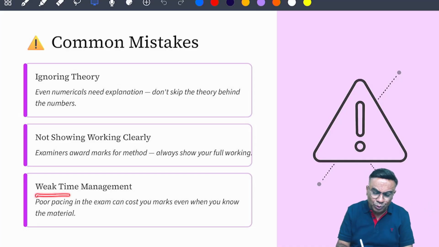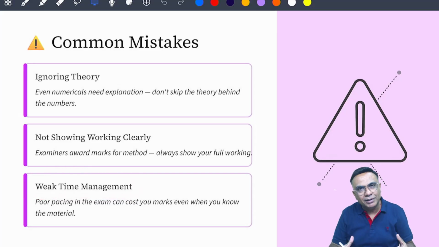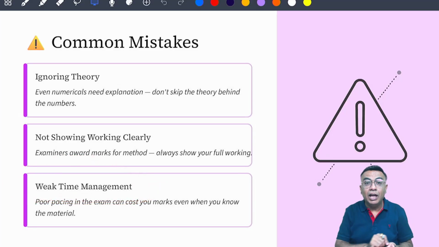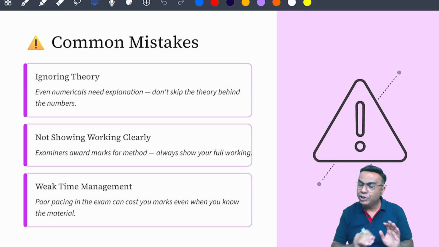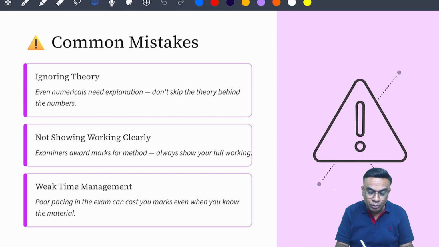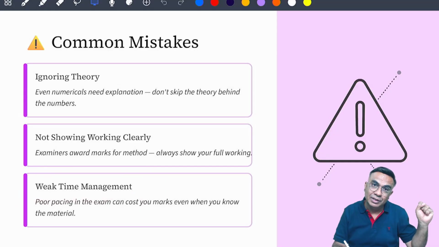And many students have a time management problem. They cannot cope up with the paper. So how to manage this? Practice. Absolutely, there is no other option. You cannot solve an FM question just by reading it. You need to practice. If you practice, you will be able to solve the questions fast, and you'll be able to cope up with the time management in exams.